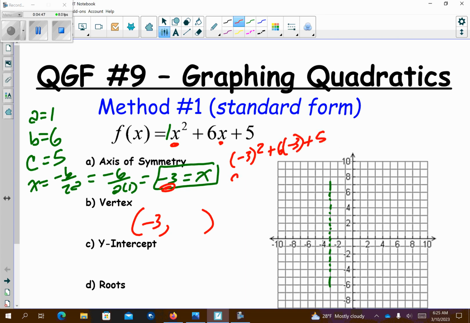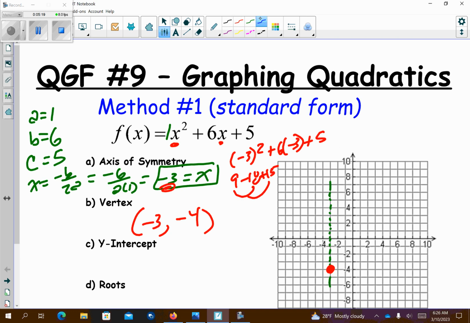So that's going to give me 9 minus 18 plus 5. If I do the math there, that's going to give me negative 9. That's going to give me positive 6. So, did I do that right? Oh, I made a mistake. I'm sorry. So that's going to give me negative 9. Negative 9 plus 5 is negative 4. Boy, I sure did make a mistake. Sorry about that.